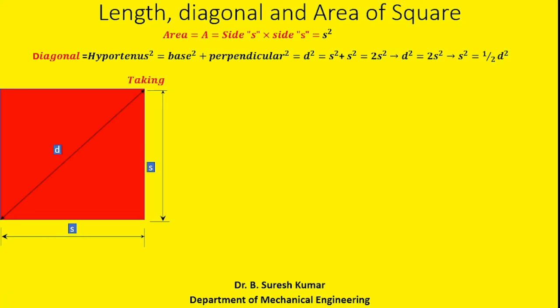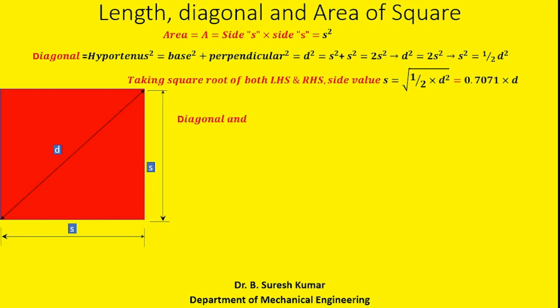And how can I identify the S value from this? For that, I take the square root of both the left hand side and the right hand side. So from this we get the side value S is equal to the square root of half into d square, where half means 1 by 2. Here 1 by 2 is 0.5, so the square root of 0.5 is equal to 0.7071 into the square root of d square, which is d. So the side value S is equal to 0.7071 into d.